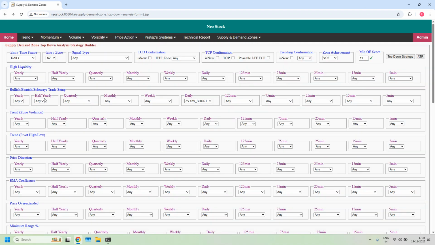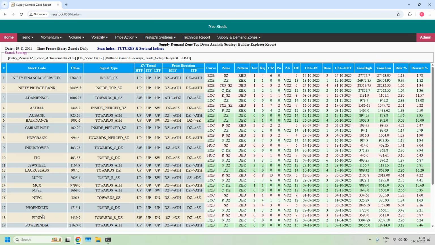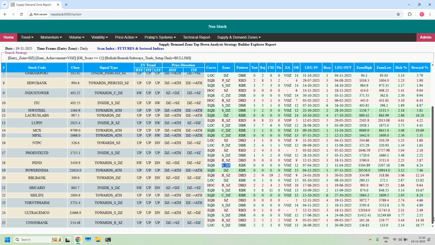Okay, next, bullish trade setup for monthly income trade. Entry time frame zone, daily demand zone, here bullish, and minimum odd enhanced score should be 12. So you got first 19 stocks in the list. All entry time frame zones are daily demand zones. First 19 stocks in the list. Scrolling the list down, total we got 25 stocks.